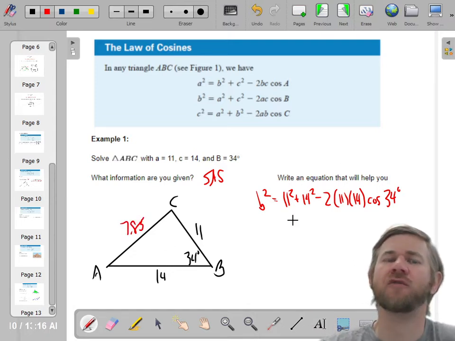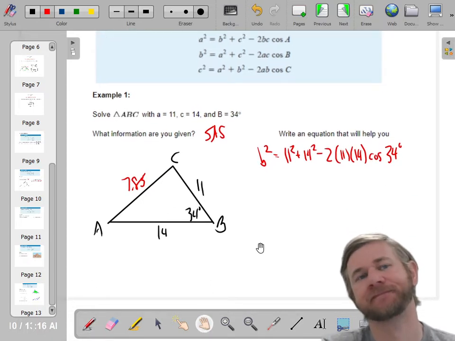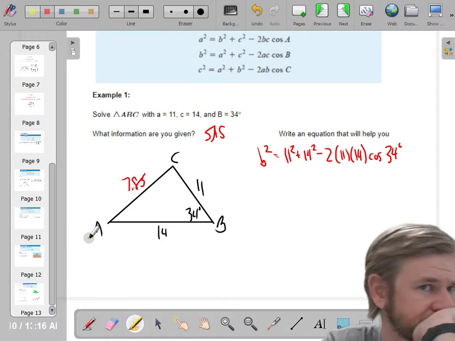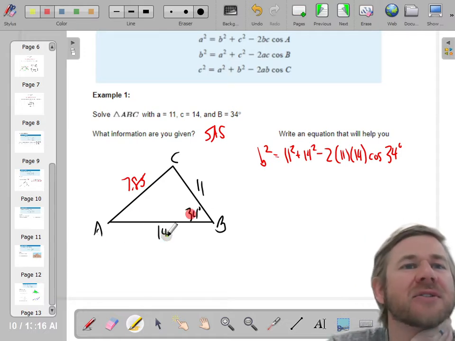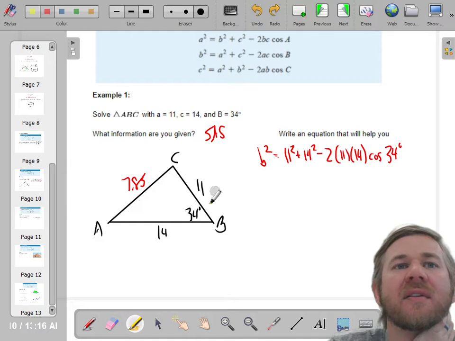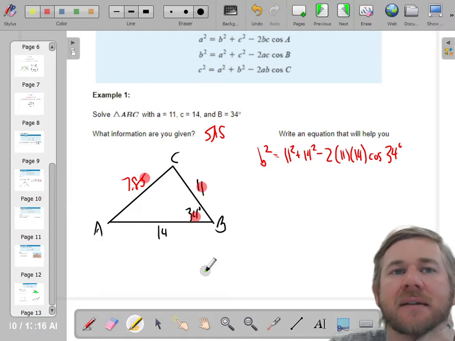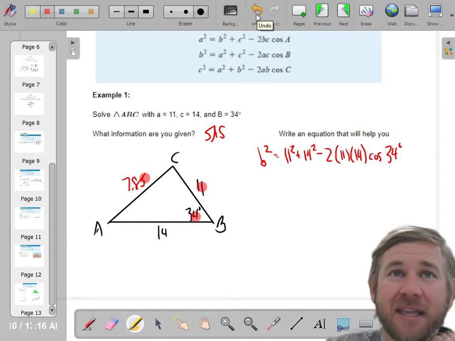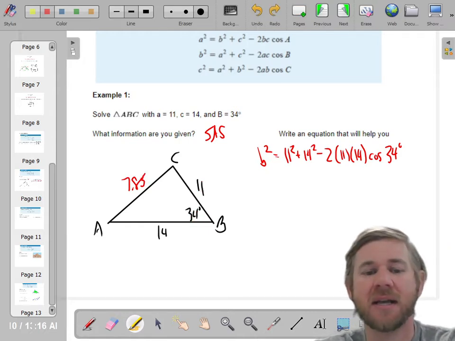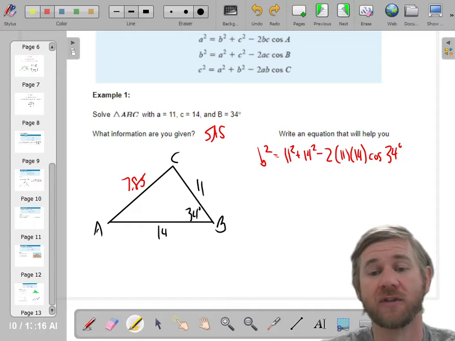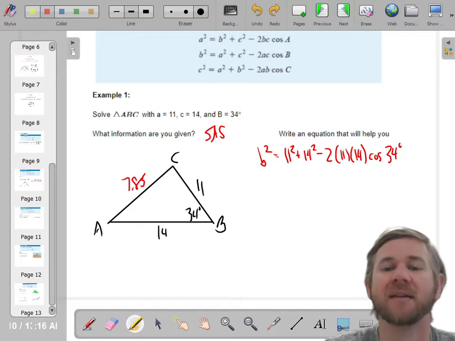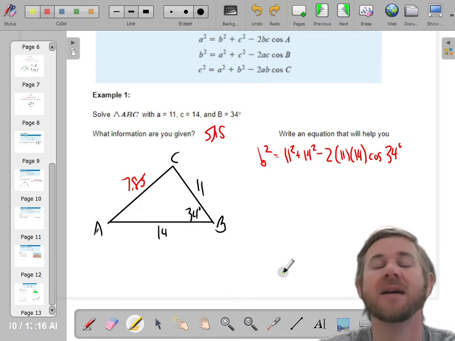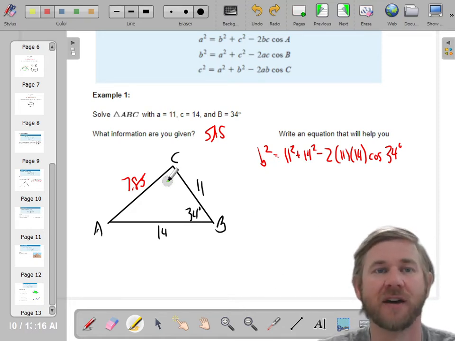Now, to find the missing angle, if you look at what information we have, I have angle side side, or I have angle side side. So if I want to do law of sines, I'm going to end up with this ambiguous case. So here's my suggestion. If you start using law of cosines, then you are going to commit to law of cosines. So don't now switch into law of sines. Let's stick with law of cosines to find our missing angle.